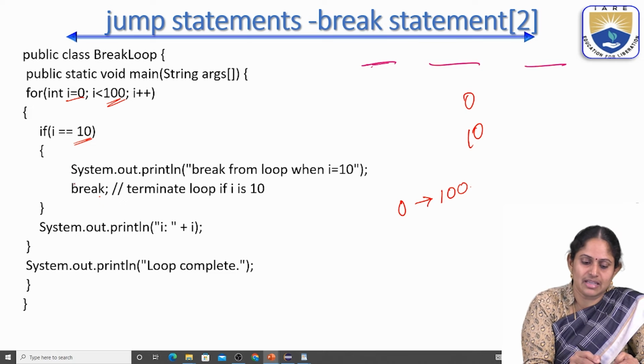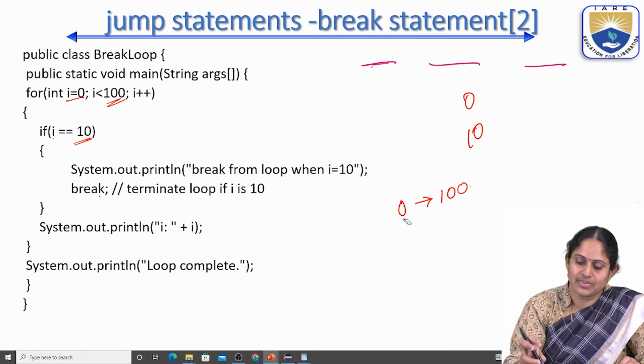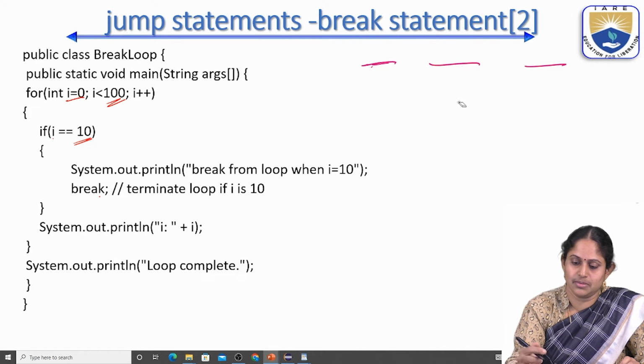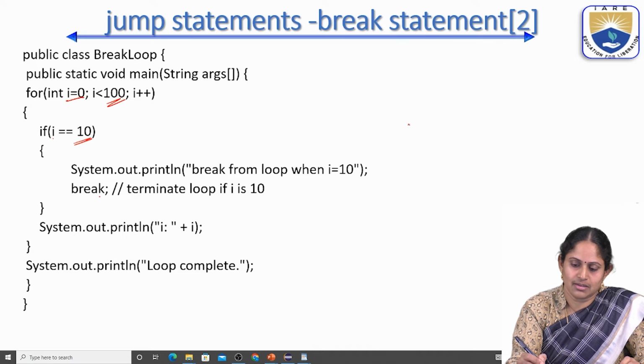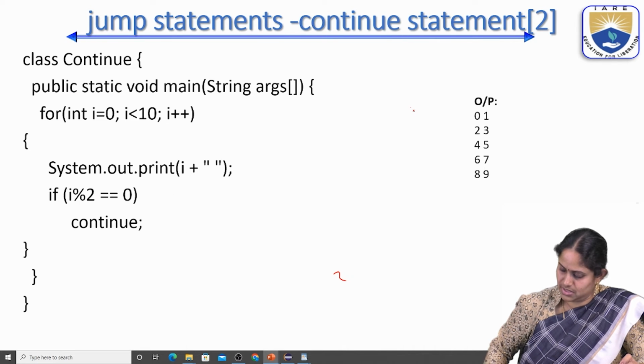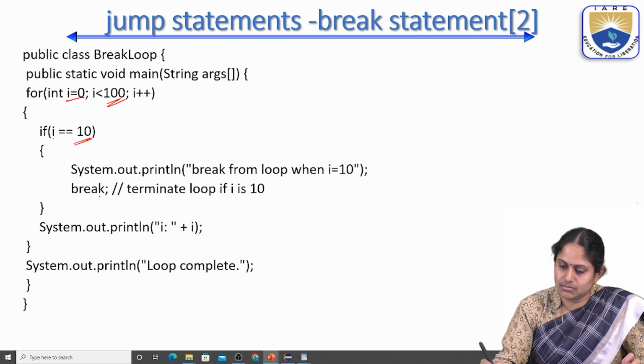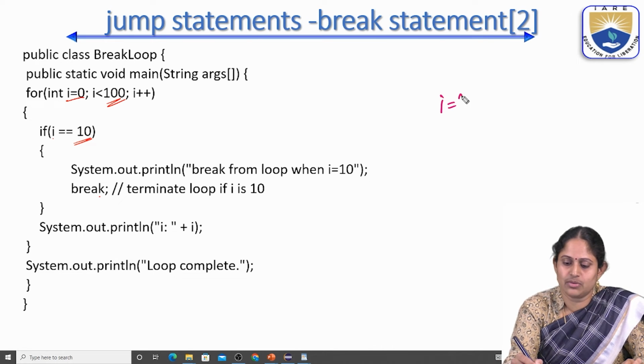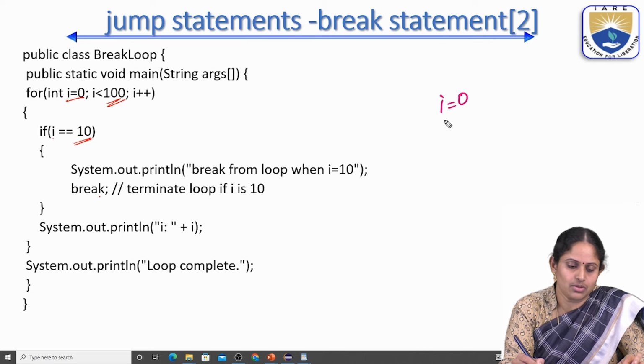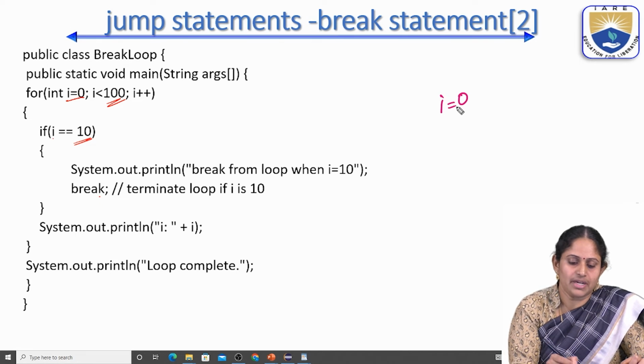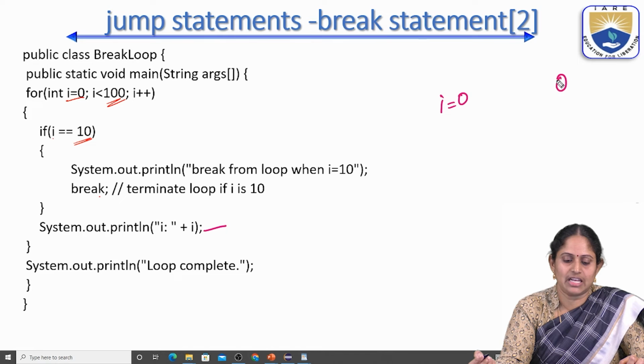It won't execute after that. Let's see how it will work. Initially, I's value is 0. When I value is 0, this statement checks whether it is true or not. Is I equal to 10? No, I is not equal to 10. So this part will be skipped. It will print this value, I value 0.